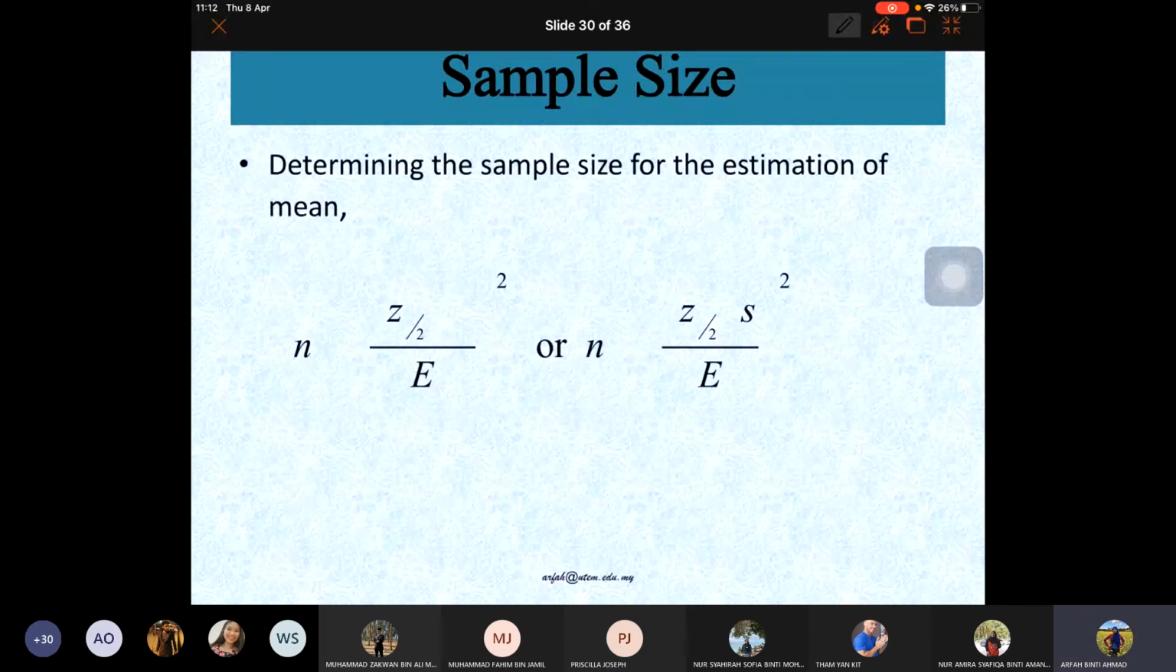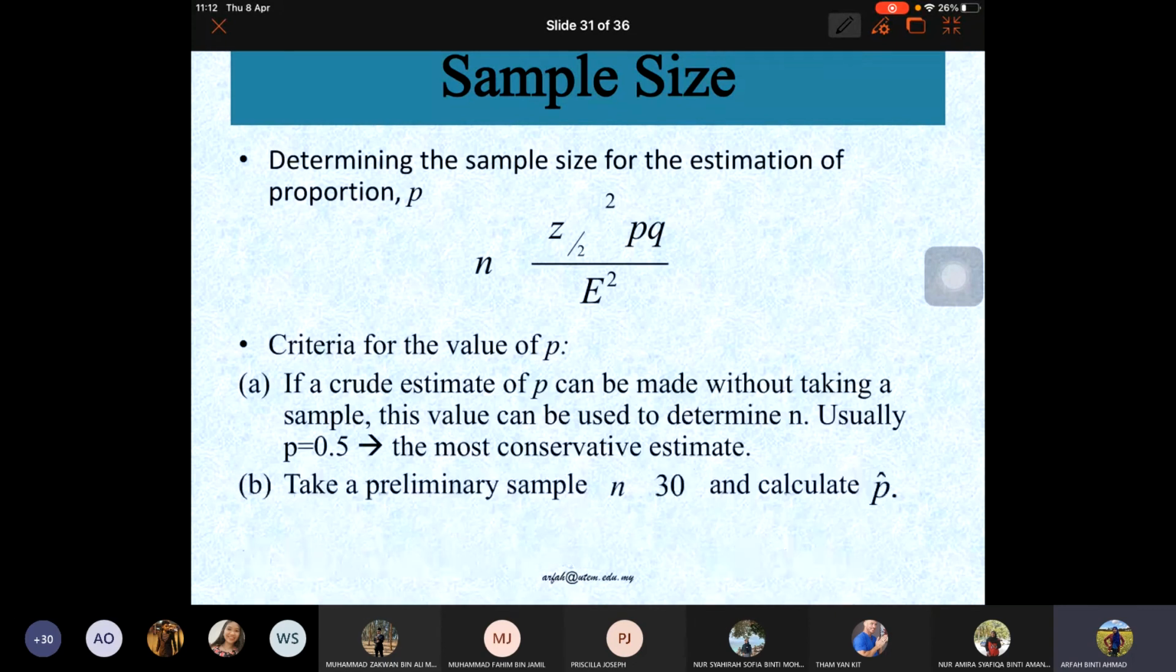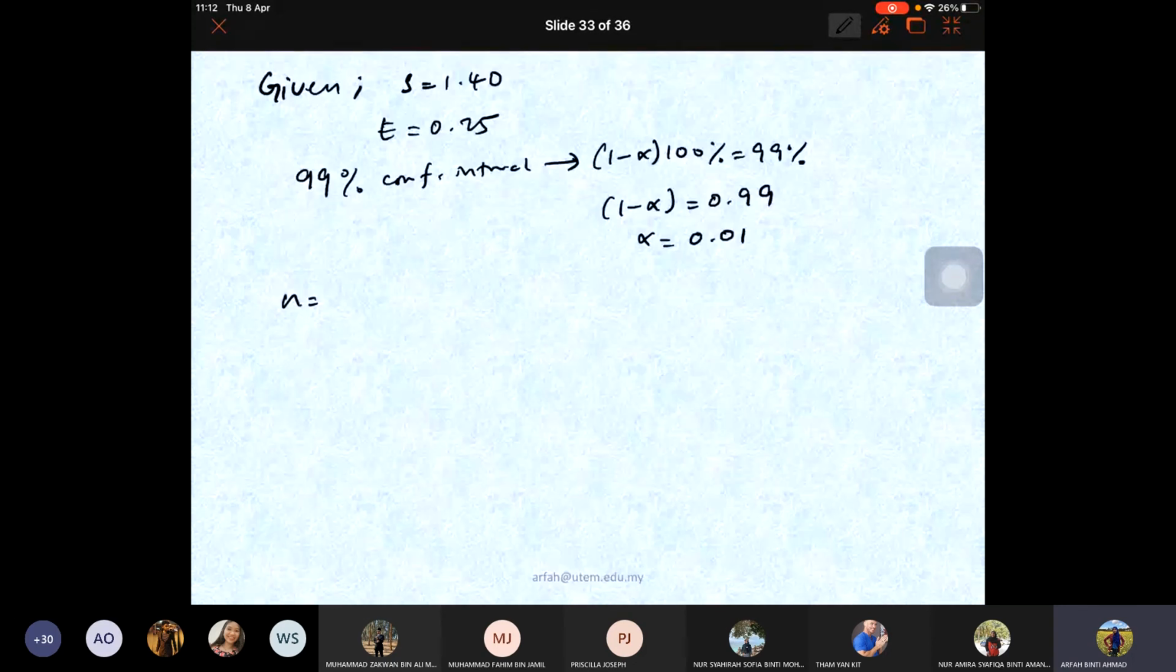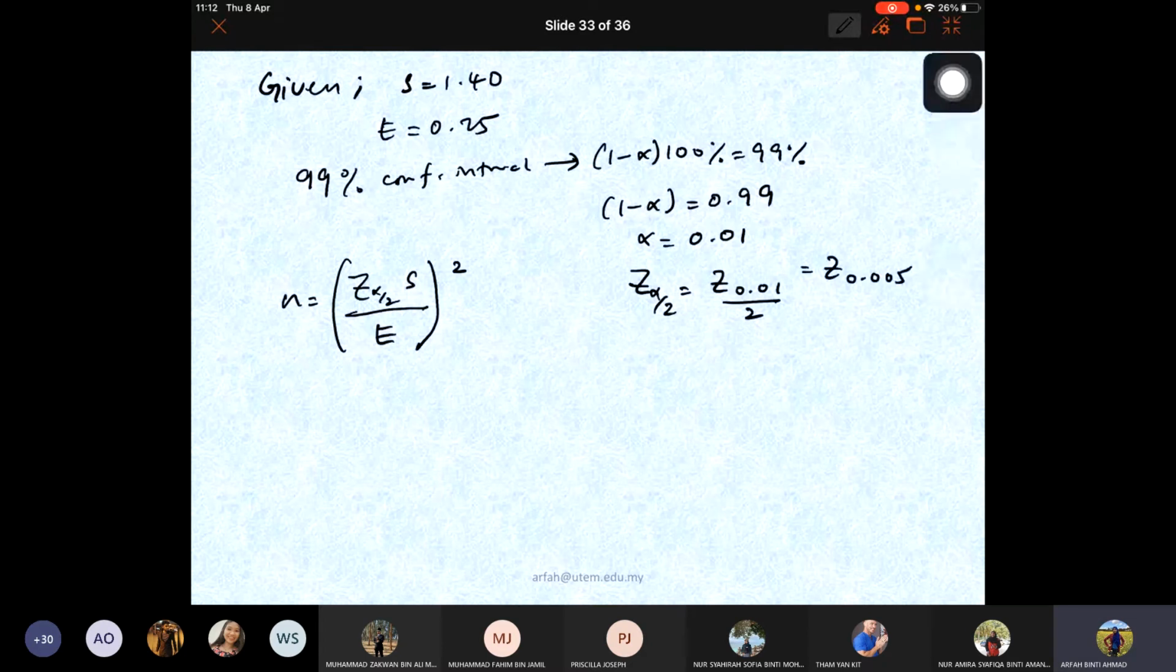We make use of this formula n equal to z alpha over 2. Okay. N equal to z alpha over 2 over s divided by the error term to the power of 2. Okay. So z alpha over 2 from here. So you get z alpha over 2 equal to z 0.01 over 2 equal to z of 0.005.